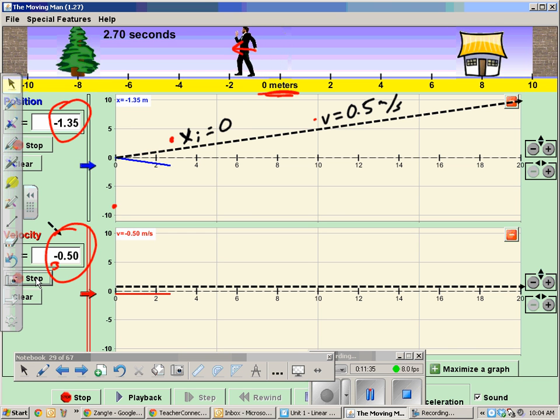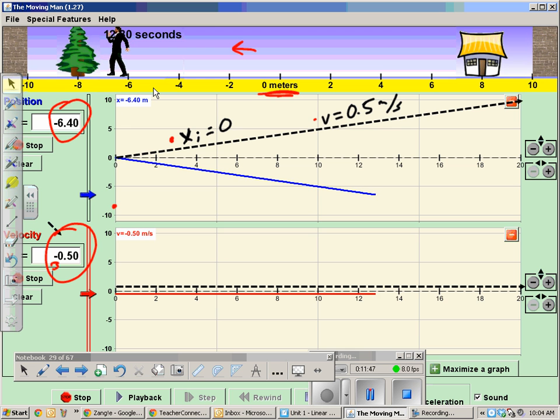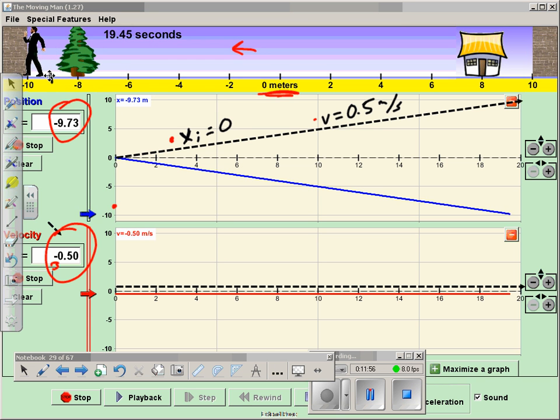The graph looks exactly like the first one, except it's upside down now, because he's going backwards. So now we're at about 9 seconds, and his position was -5. His position is going to be -8 after 16 seconds. It's going to be -9 after 18 seconds, and after 20 seconds, he got to -10.